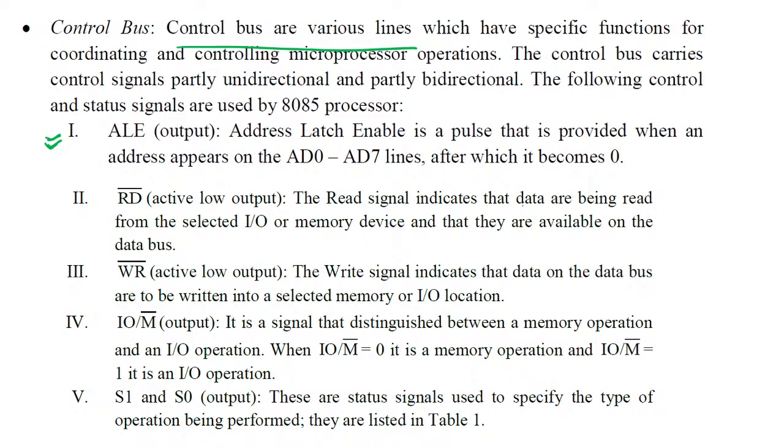Read is an active low output. The read signal indicates that data is being read from the selected IO or memory device. With this signal the CPU tells that it wants to read something from memory or an input output device. Write means that the CPU wants to write something into an input output device or memory. IO/memory is an output signal that distinguishes between memory locations and IO locations.